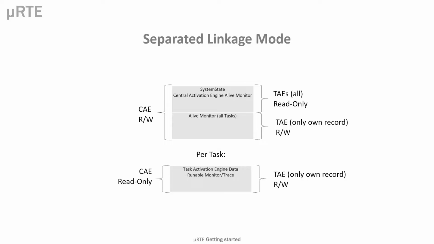In separated linkage mode, the central activation engine as well as the task activation engines have individual memory blocks for their global RTE data. The central activation engine has read and write access to the system state and its own alive monitor, as well as read access to all of the task activation engine's data. The task activation engines have read access to the central activation engine data and read and write access to their own records: alive monitoring, state, runnable monitoring. While the central activation engine requires one MPU entry plus one per task, the task activation engine requires 3. So in this linkage mode, the number of entries for the central activation engine rises with the number of tasks being managed.